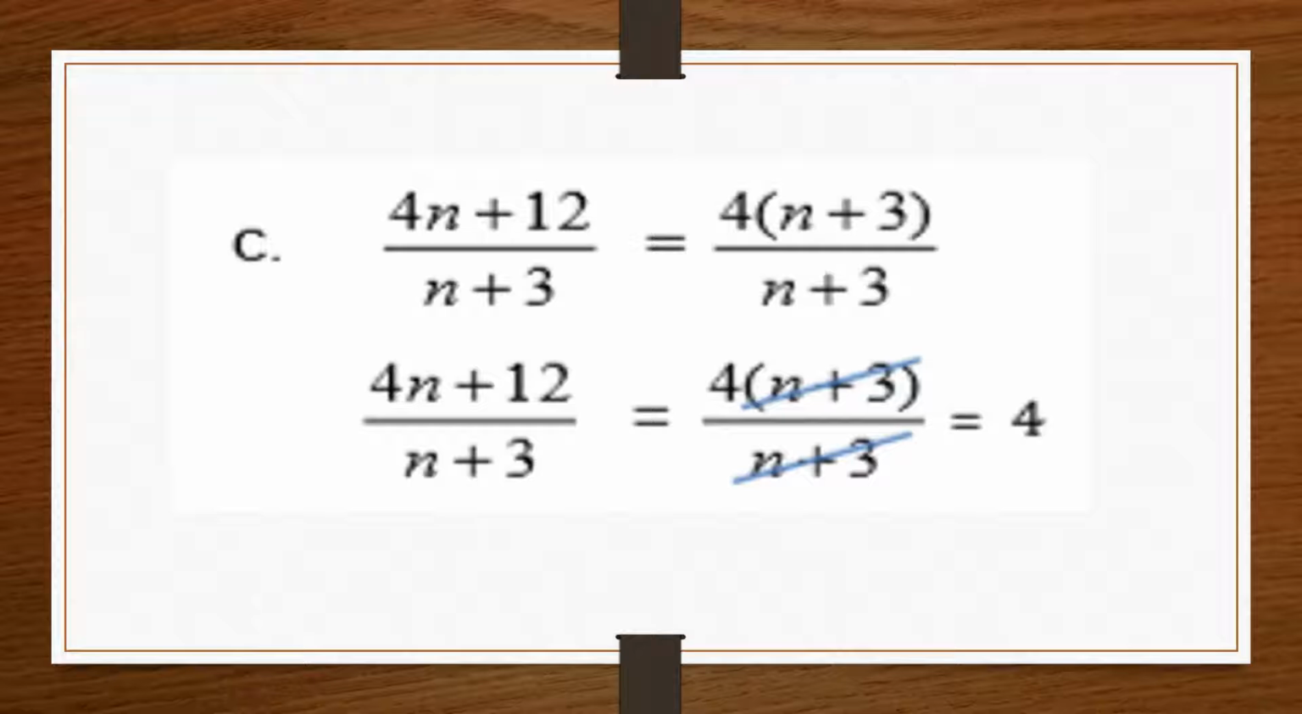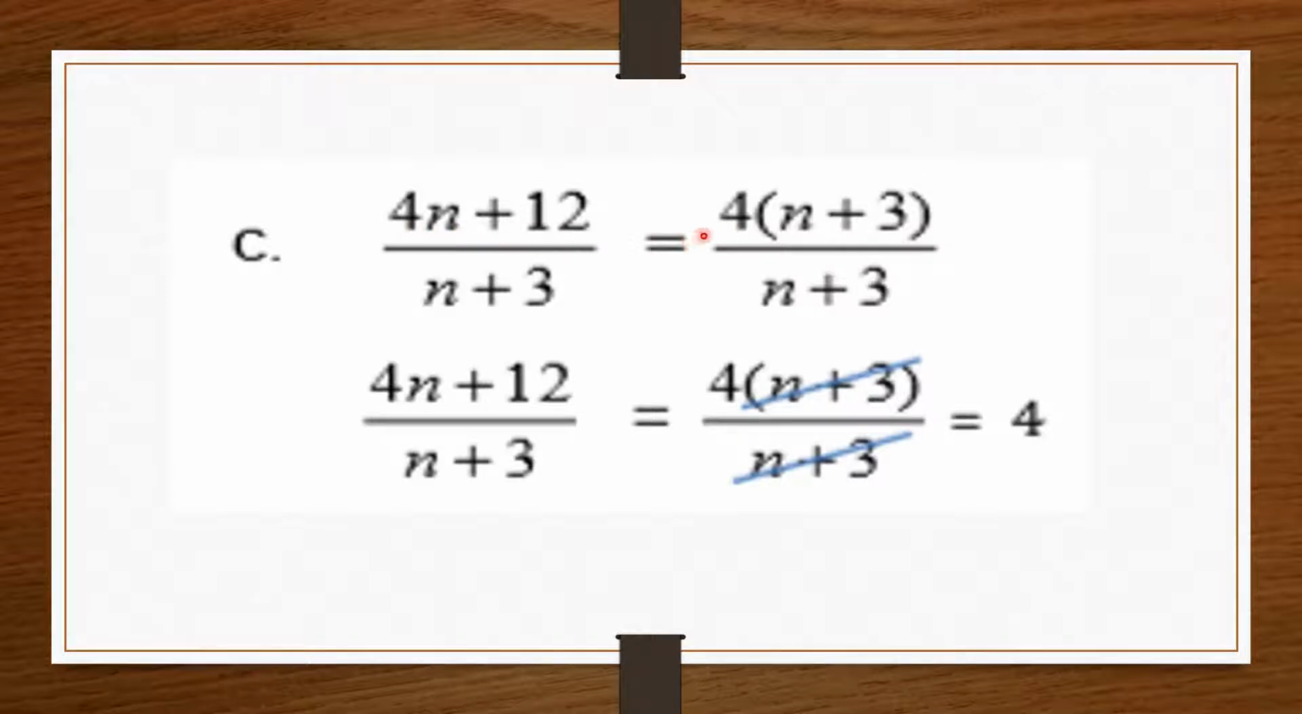Next example, we have 4n plus 12 over n plus 3. Okay, checking the numerator, we can factor this one using common monomial factoring. Okay, find the common monomial factor of 4n and 12. Yes, that is equal to 4. So we factor out 4. Okay, then we proceed to division.